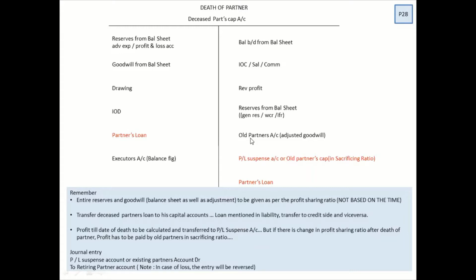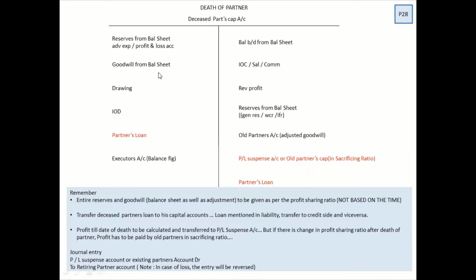The journal entry would be existing partners debit to deceased partner. So you're crediting the deceased partner and you're posting it over here. These two parts I will be explaining later. Let us at least understand the posting part, the easy part, okay? Now the debit side: reserves from the balance sheet, that is advertisement expense and profit and loss. These are the items which you usually see in the asset side. In all the chapters we are doing this. All right, so I hope by now you're clear about this.